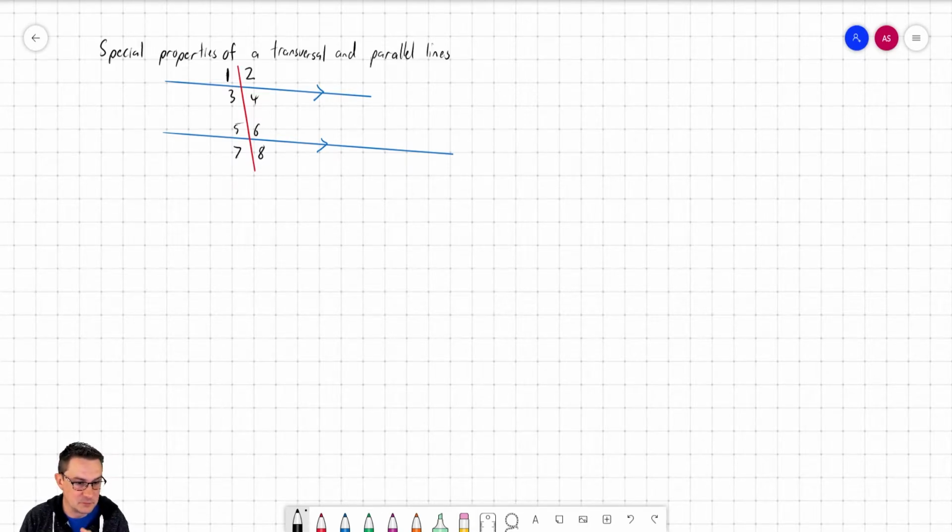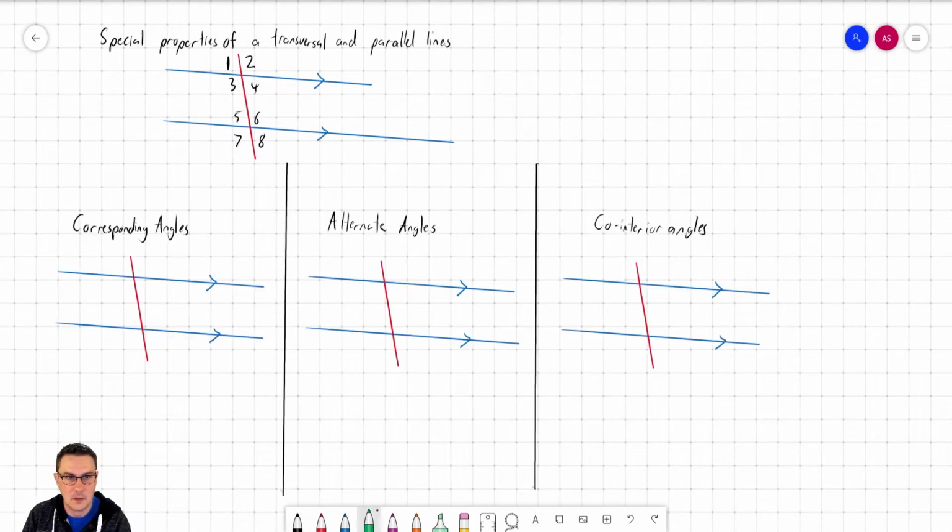But there are special properties which relate from this. So I want to start to talk through each of these properties. Okay, now the 3 special properties here are called corresponding angles, alternate angles, and co-interior angles. I'm going to go through each of these carefully to explain them. The first of these is corresponding angles. Corresponding angles are 2 angles which are the same size, and what they normally look like is they are in matching positions according to the transversal and the parallel lines.